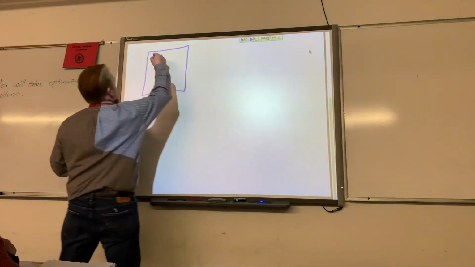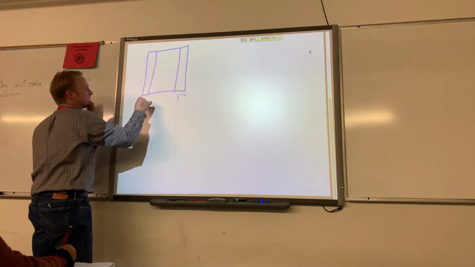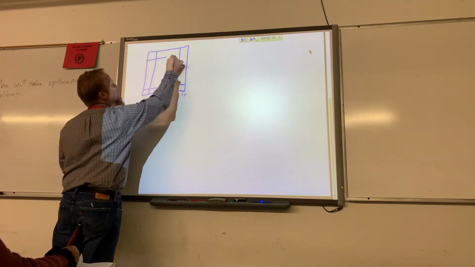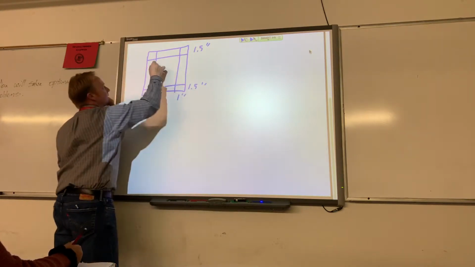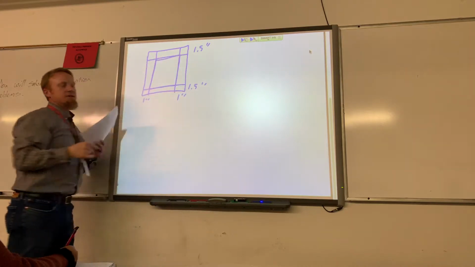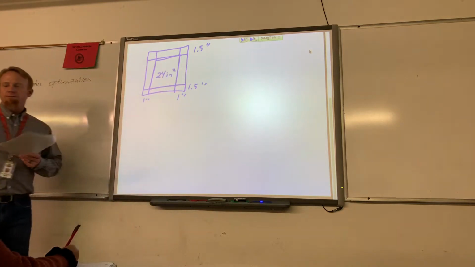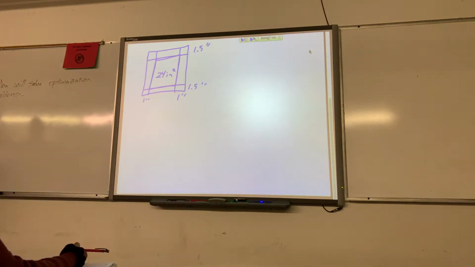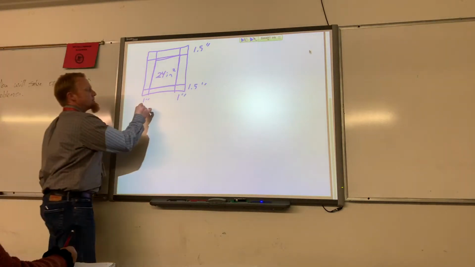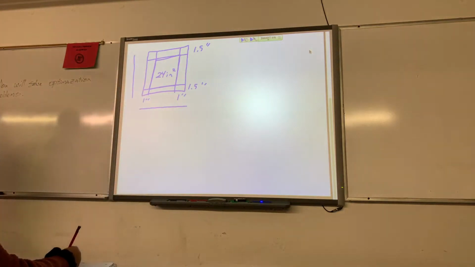So left and right, how much was left and right? An inch. So that's an inch, that's an inch, and then how much was top and bottom? Inch and a half. So this space in here, they said we want to be 24 inches squared. So that's what they give me. What should the dimensions of the page be so that the least amount of paper is used? We want to know the total dimensions of this page, from there to there and there to there, so that the least amount of paper is used. That's what we're trying to find.